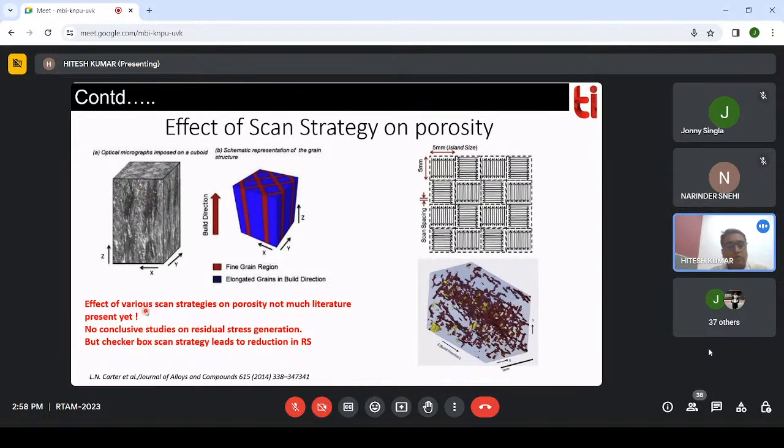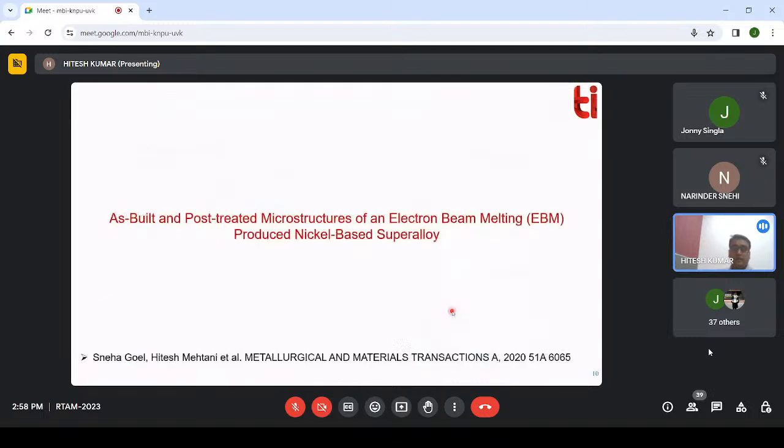So one is the effect of various scan strategies on porosity, which is not much explored yet, and how this resource generation is going to take place. This is going to be an important part of that. They also did some atom probe tomography. The formation of some defect structures is also visible, and some also presented the formation of hydrogen generation in the material. So through that, I'm going to show you the first paper.